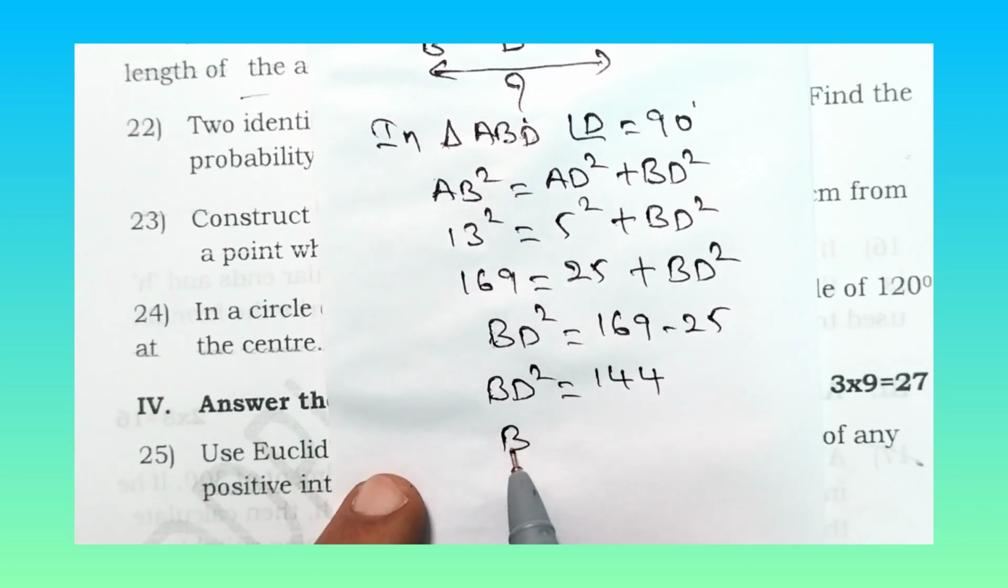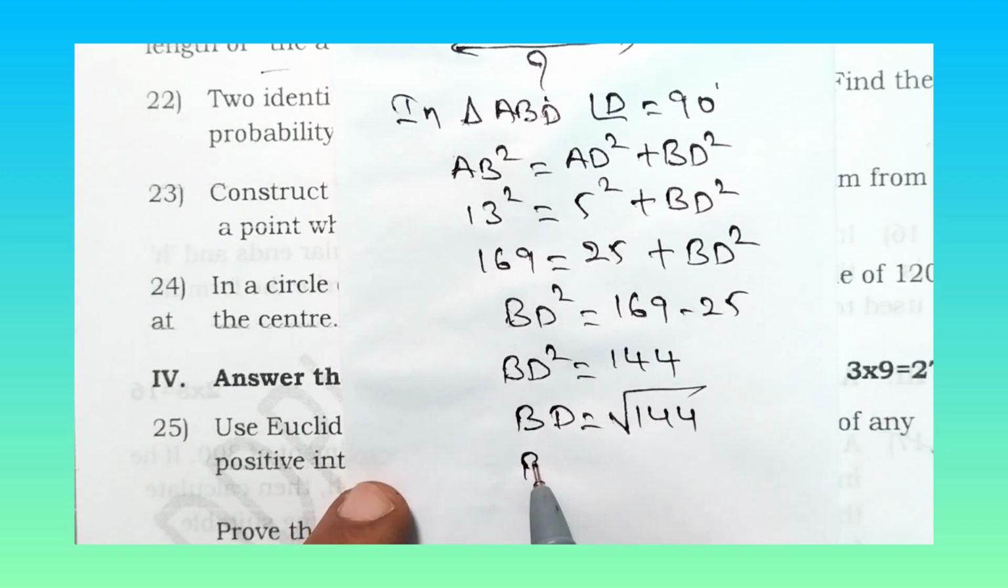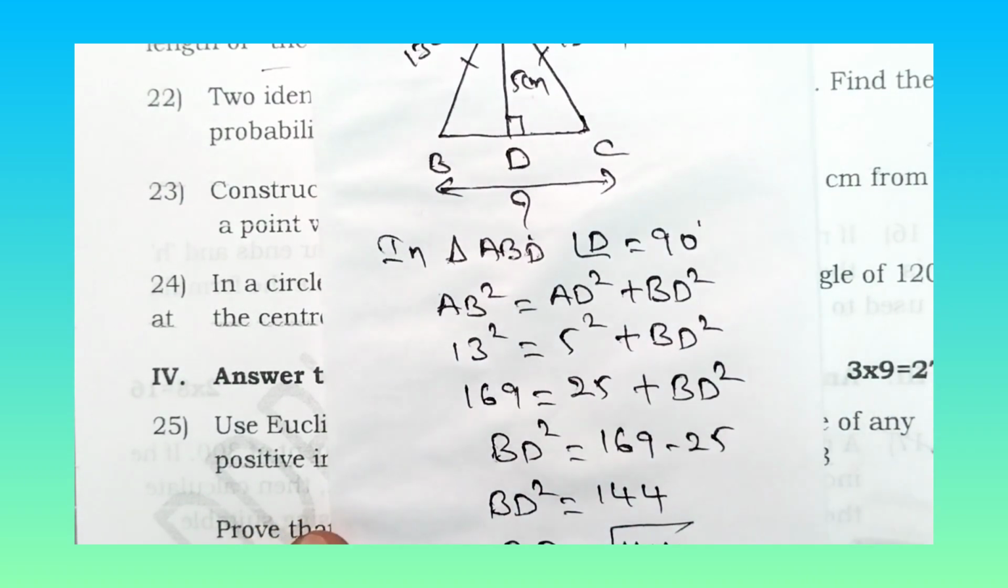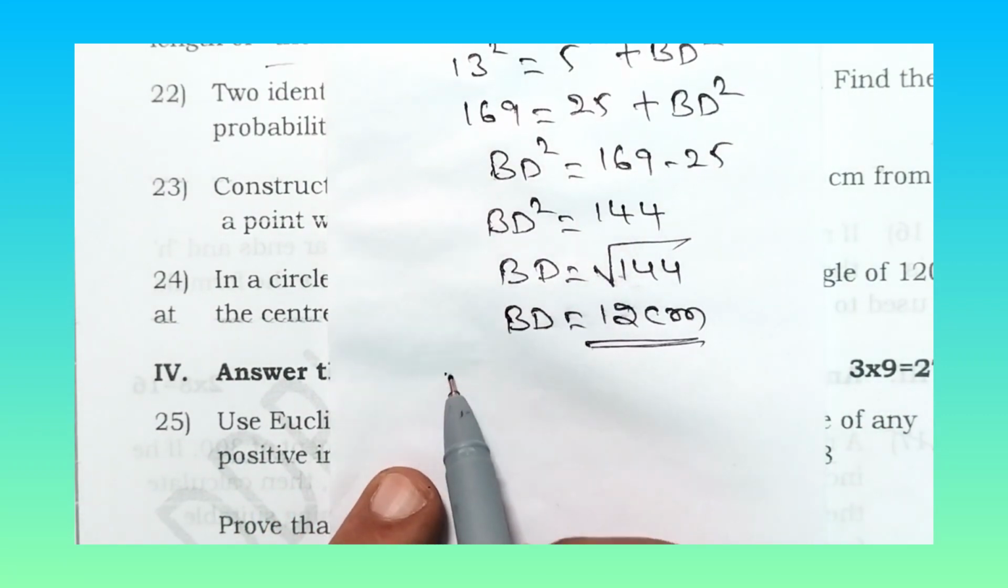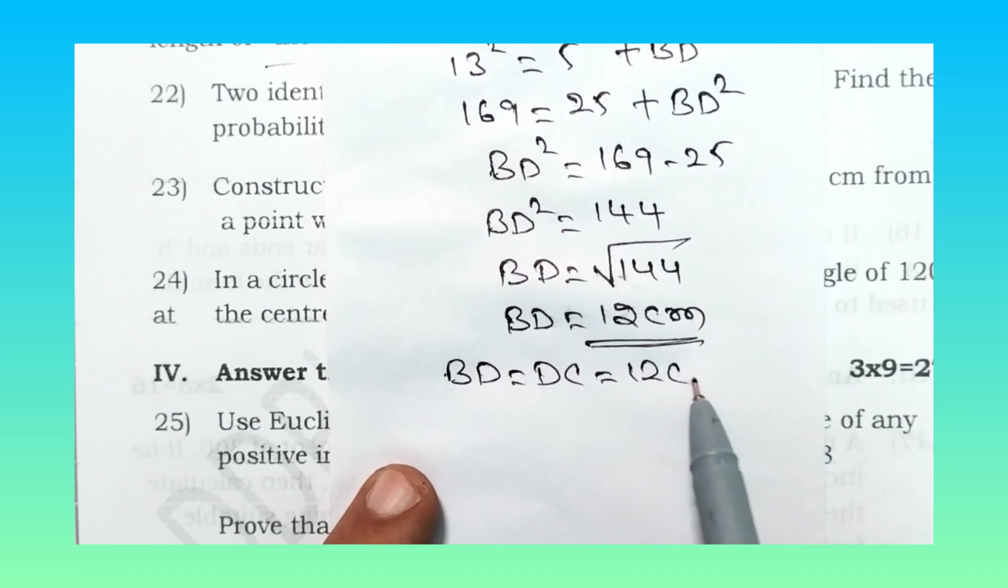So BD is equal to square root of 144, which is 12 centimeter. So we got the value of BD as 12. ನೋಡಿ ಅಬ್ಸರ್ವ್ ಮಾಡಿ, ಇಲ್ಲಿ BD ಎಷ್ಟಿರುತ್ತೋ DC ಕೂಡ ಅಷ್ಟೇ ಇರುತ್ತೆ. ಹಾಗಾದರೆ BD ಈಸ್ ಈಕ್ವಲ್ ಟು DC. DC ಈಸ್ ಆಲ್ಸೋ 12 centimeter.